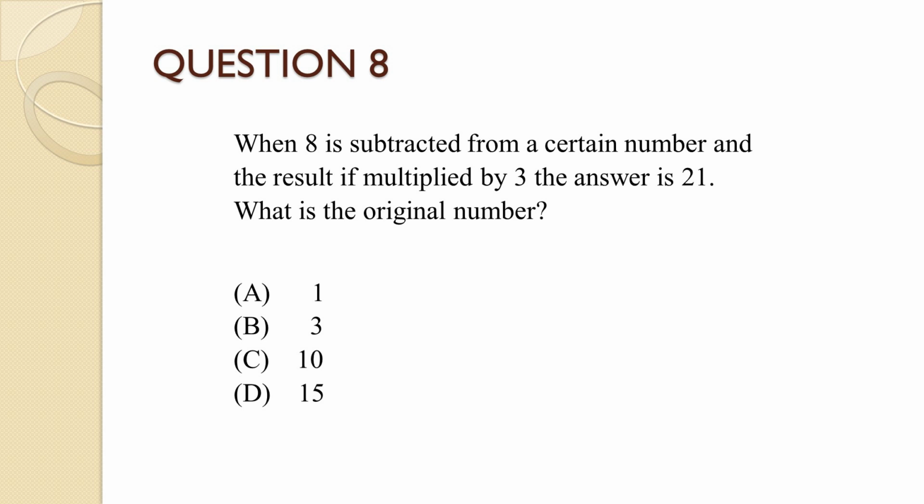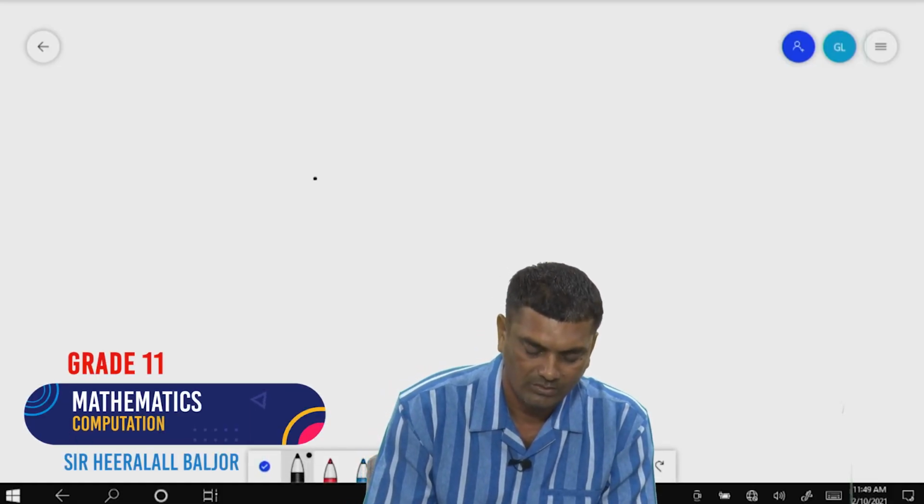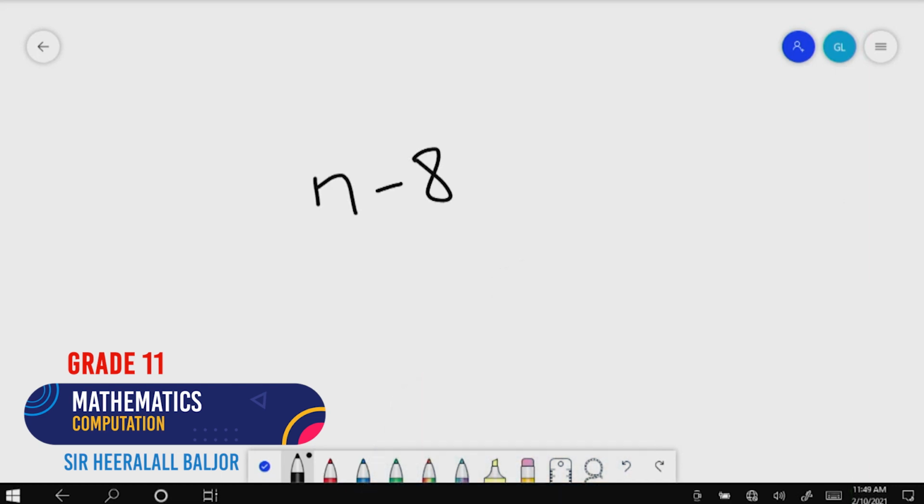When 8 is subtracted from a certain number and the result is multiplied by 3, the answer is 21. What is the original number? Here we have this question written as, we have a certain number, n, and we subtract 8 from it. And the result of this, we multiply by 3, and the result of all of this would have been 21. They're asking us for the original number.